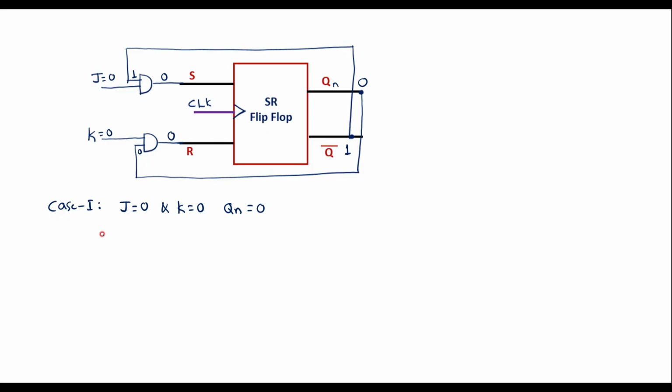Therefore, we can say that if J is equal to K is equal to 0, then the output doesn't change.